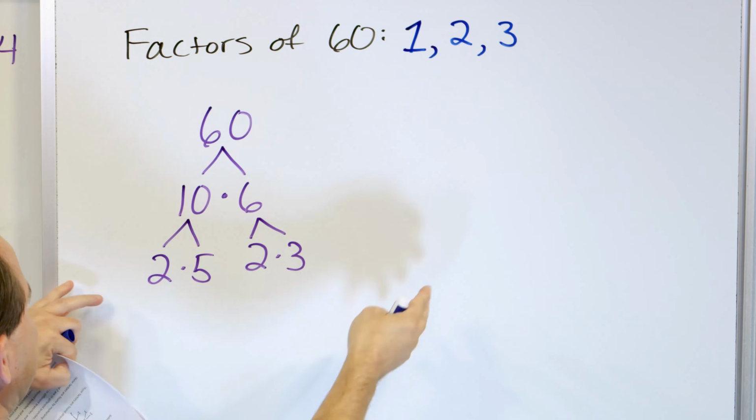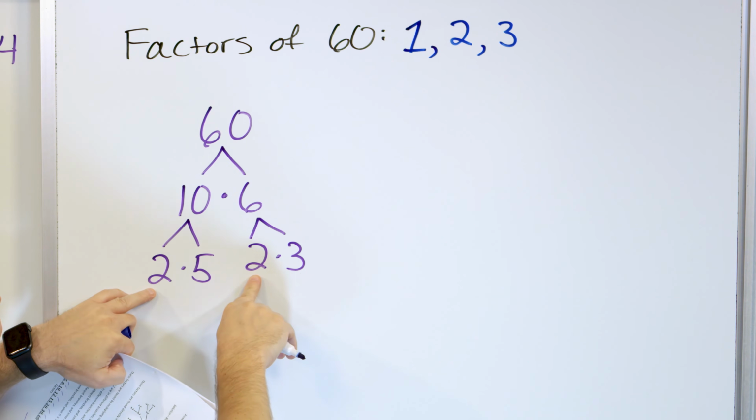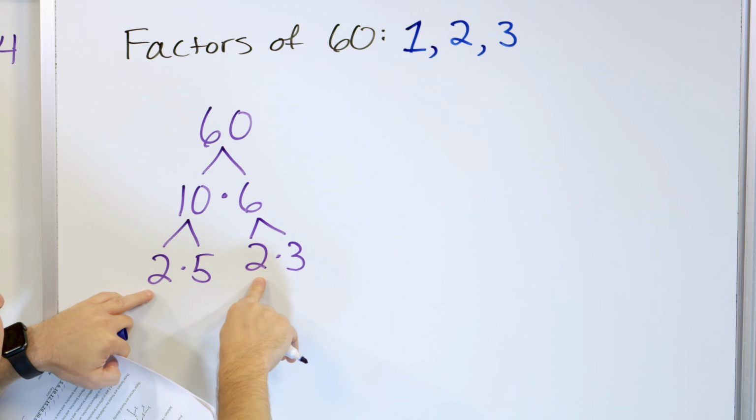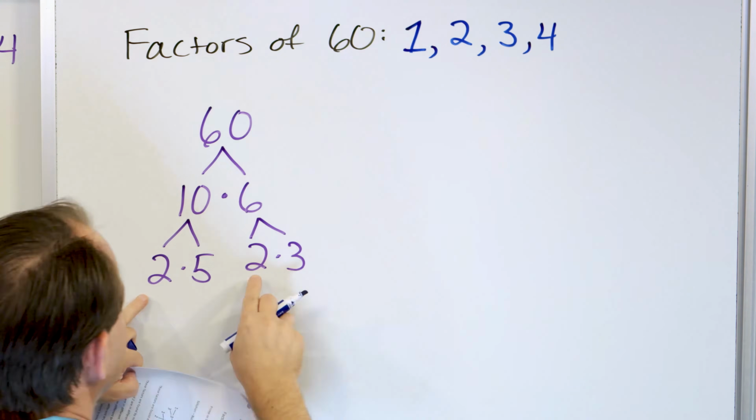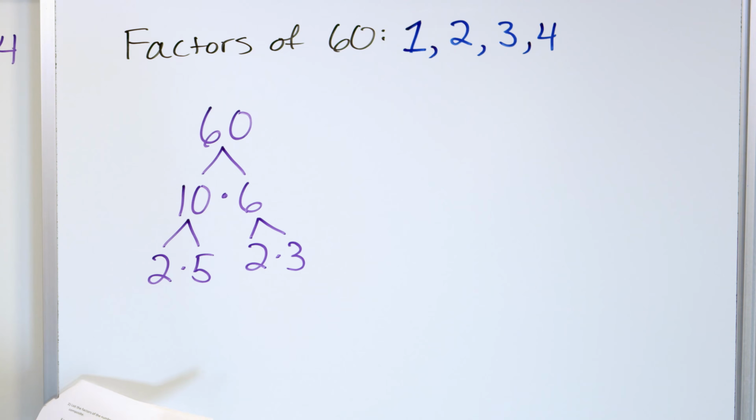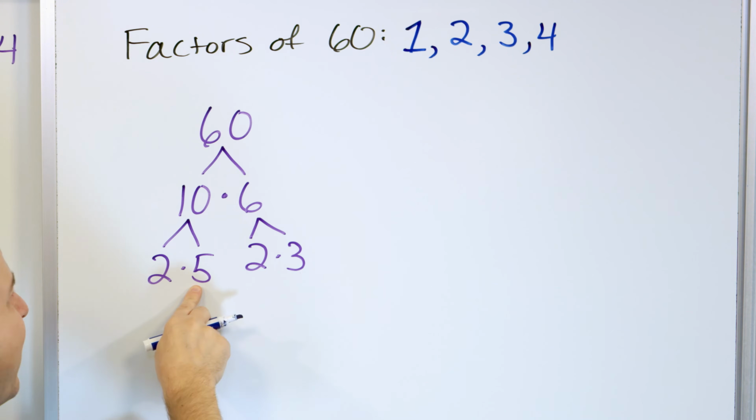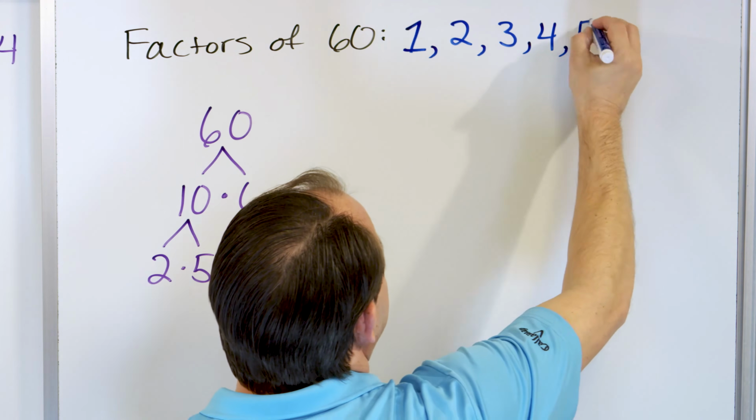I can multiply any numbers across. 2 times 2 is 4. So 4 is also a factor. So I don't want to skip over that. I'm going to write the number 4 down. That's a factor too, right? The next one after 4 is 5. That's in my tree, so that's got to be a factor.